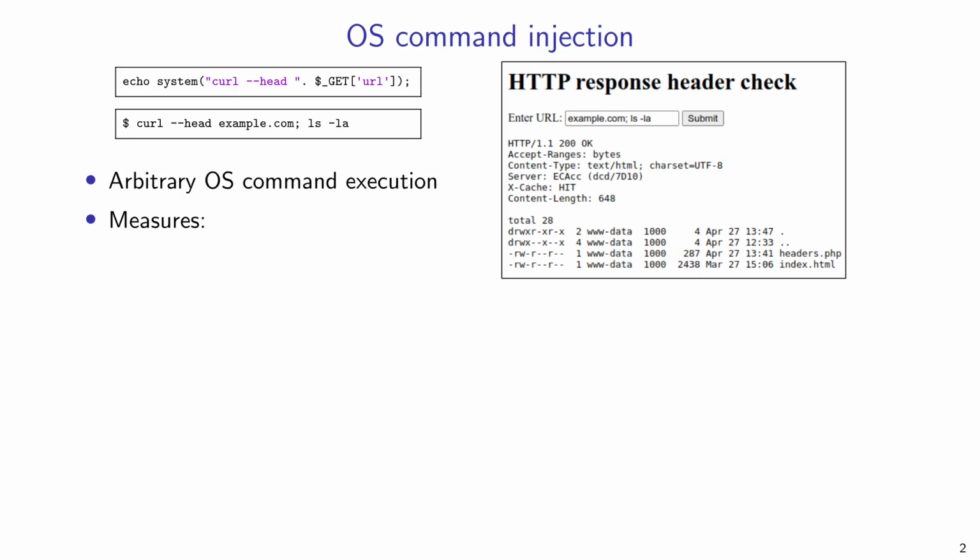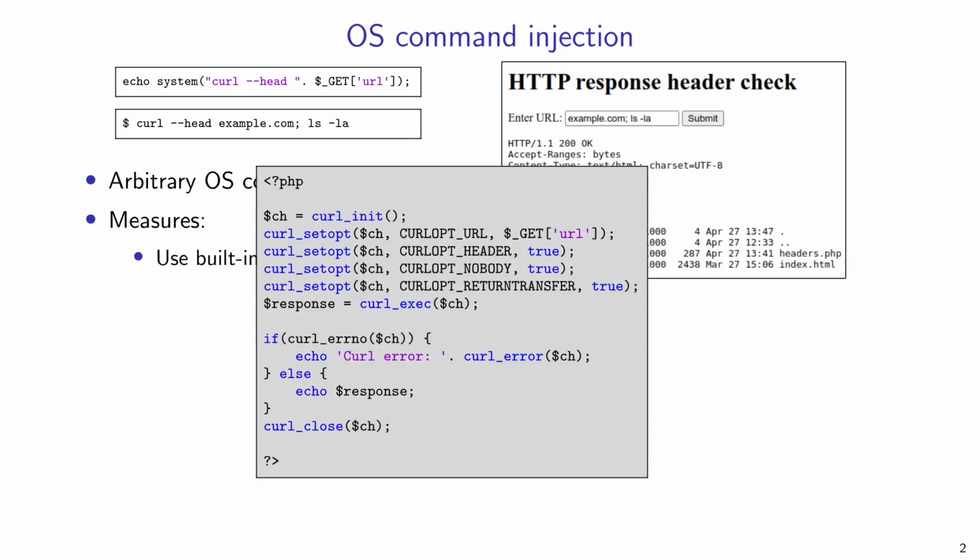Let's discuss now possible measures to prevent this type of vulnerability, and we will go over them in order of preference. The most preferred method is to avoid executing system commands altogether and use built-in functions instead. It is very likely that the same functionality can be achieved using native functions provided by the programming language or its libraries. For instance, in this particular case, we could have achieved the same result using the PHP curl library instead of executing the curl binary program.